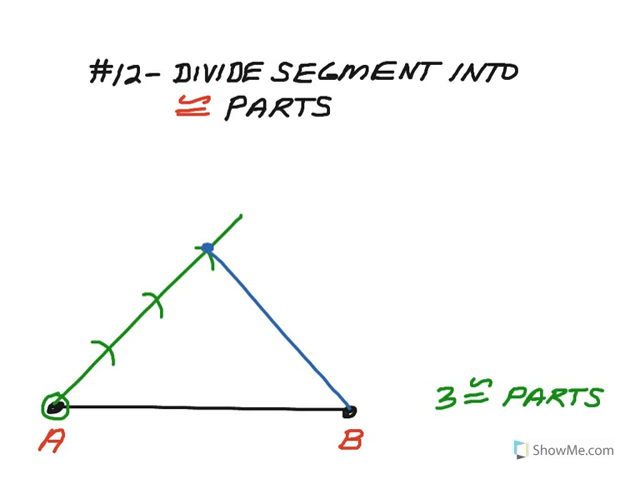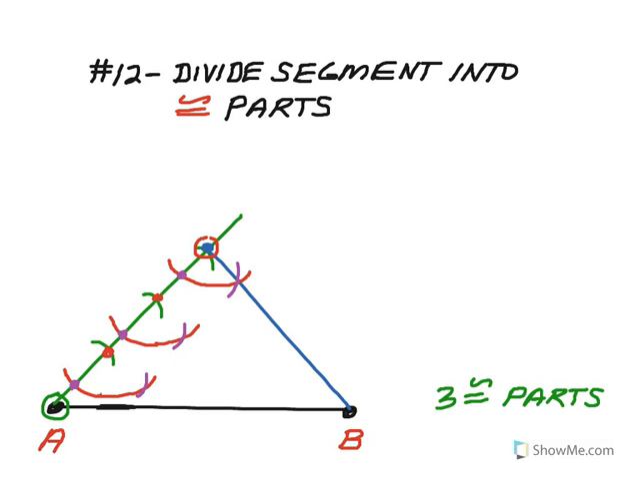And now what I want to do is copy that angle 3 times. So I put my radius tip right here, I make an arc, and I put the radius tip right here and make the same arc, and I put the radius tip right here and make the same arc. Okay, now I put my compass tip here and measure across that angle. And I copy that 3 times, two more times.